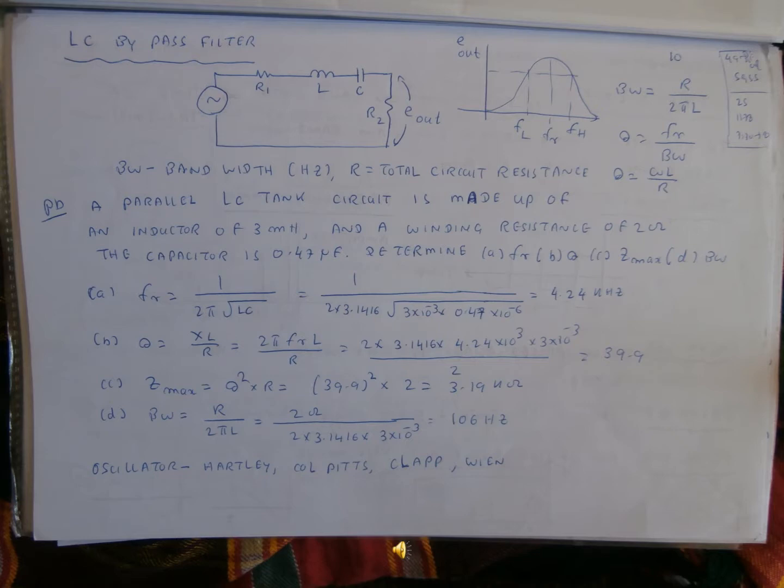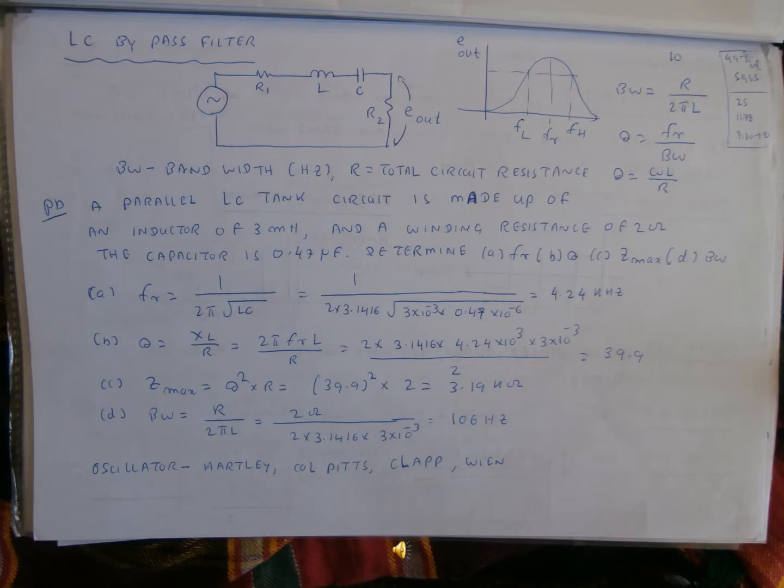In this case, there will be the frequencies FL, FR, and FH. This is FL, the lower half-power frequency. FH is the higher half-power frequency, and FR is the resonant frequency. Those frequencies and the voltage you can see in the graph. In this case, bandwidth is the difference between the lower half-power frequency FL and the upper half-power frequency FH.